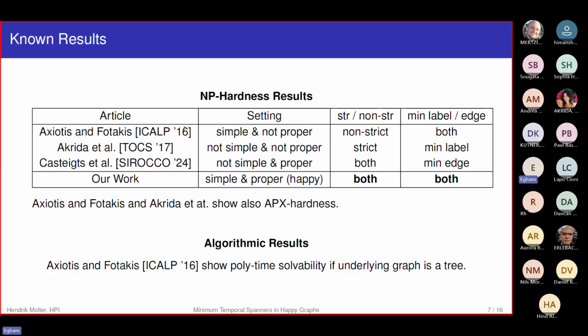Okay. And on the algorithmic side, to the best of my knowledge, there is only one exact algorithm in the literature for computing minimum temporal spanners. This is by Axiotis and Fotakis, who showed that the problem is polynomial-time solvable if the underlying graph is a tree. They showed that for the non-strict setting, but it's relatively easy to see that their algorithm also works in the strict setting, and both for minimum label and minimum edge.